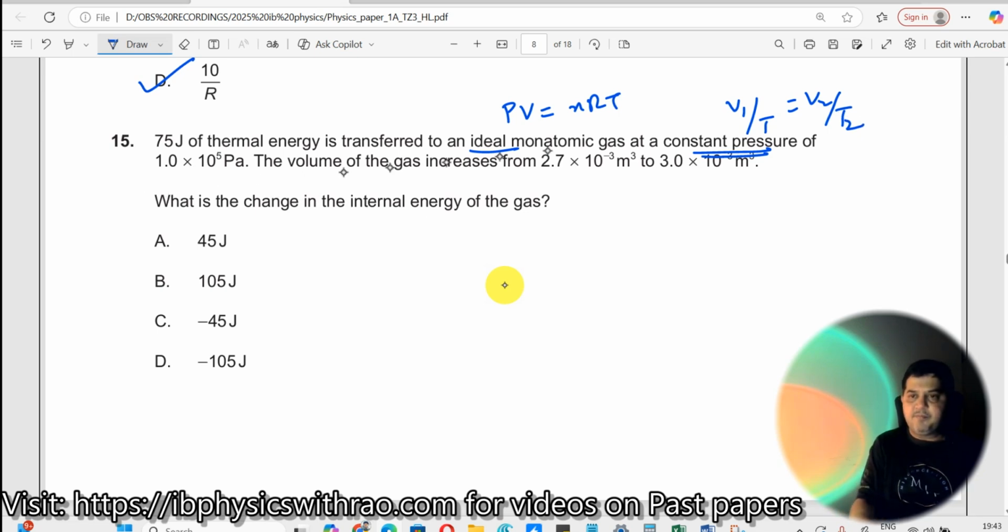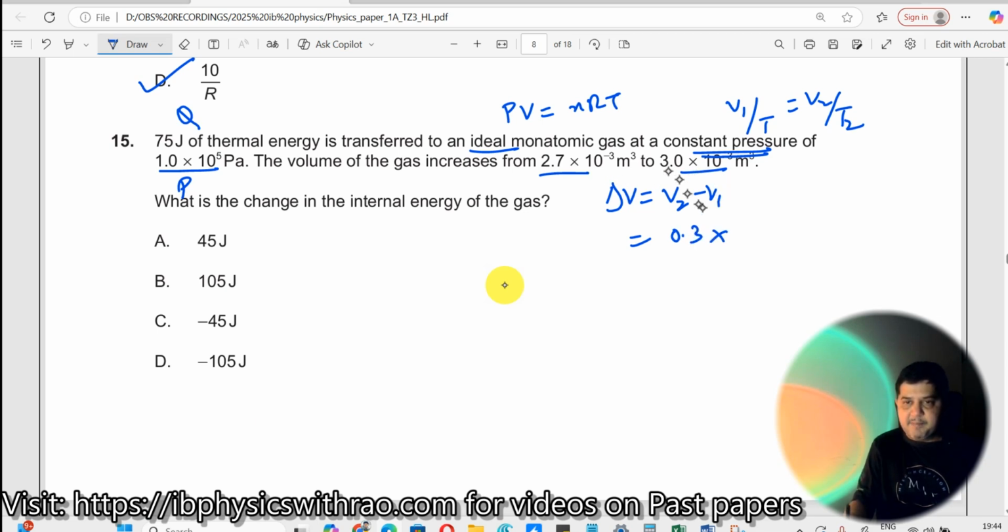At constant pressure, P is given to you. This is the supplied energy. Oh, here you have to be careful. Okay, supplied energy, this is the total energy being supplied. And then the volume of the gas increases from this to this. There's an increase in volume. What is the increase in volume? Delta V should be equal to V2 minus V1, which should be 3 minus 2.7, which is 0.3 multiplied by 10 power minus 3 meter cube.